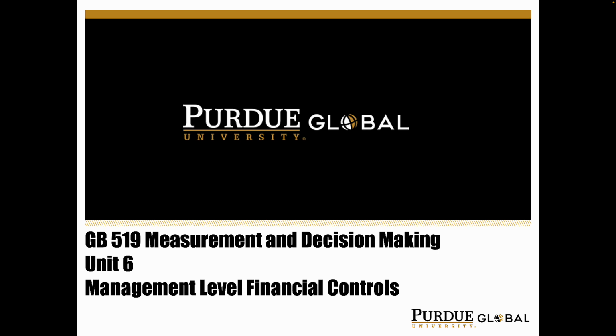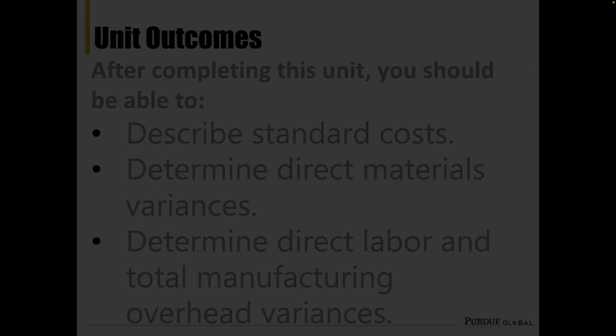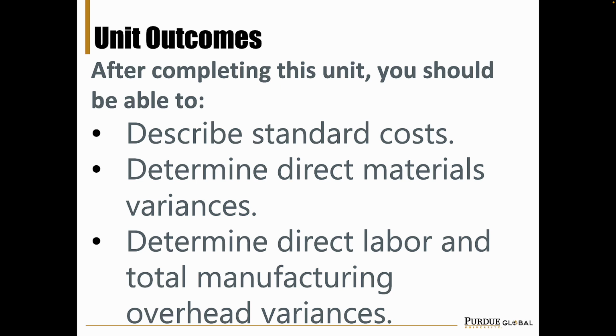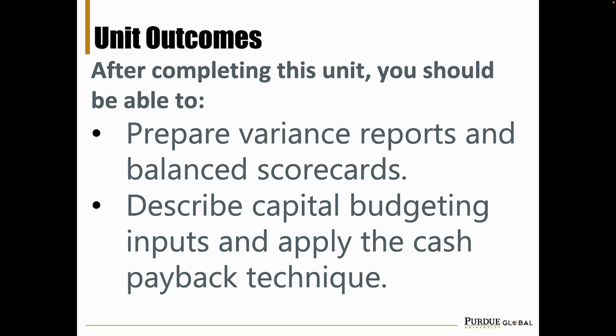Welcome to our Unit 6, our last unit, where we are covering management level financial controls. After completing this unit, you should be able to describe standard costs, to determine direct materials variances, to determine direct labor and total manufacturing overhead variances, to prepare a variance report and balanced scorecards, to describe capital budgeting inputs and apply the cash payback technique.